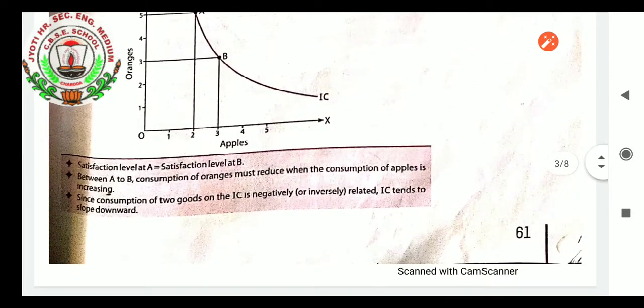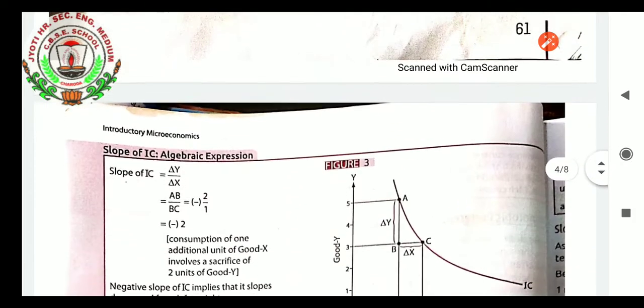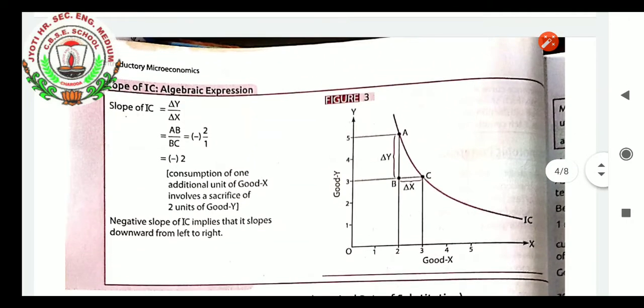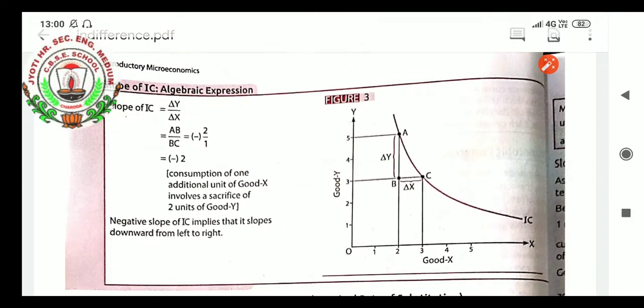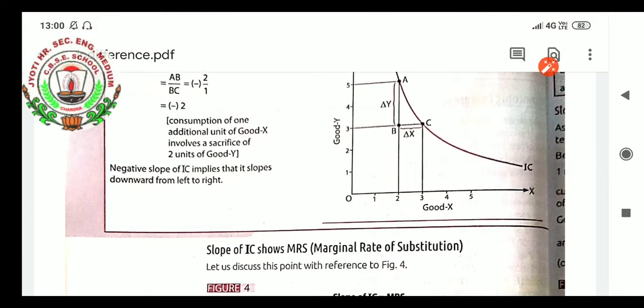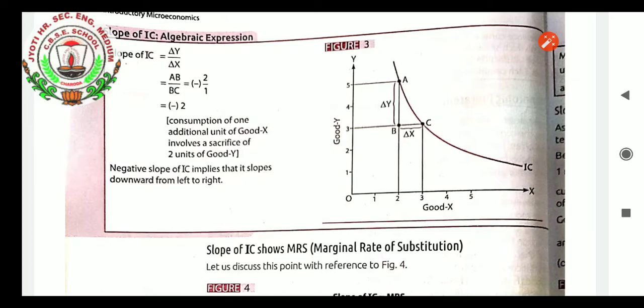So the IC slope is made by that curve only. You will see it is downward sloping, because of that it is considered negative also. Now let us see the slope of IC. The formula will be shown to you here. If we show the slope of IC as an algebraic expression, this will be the form.